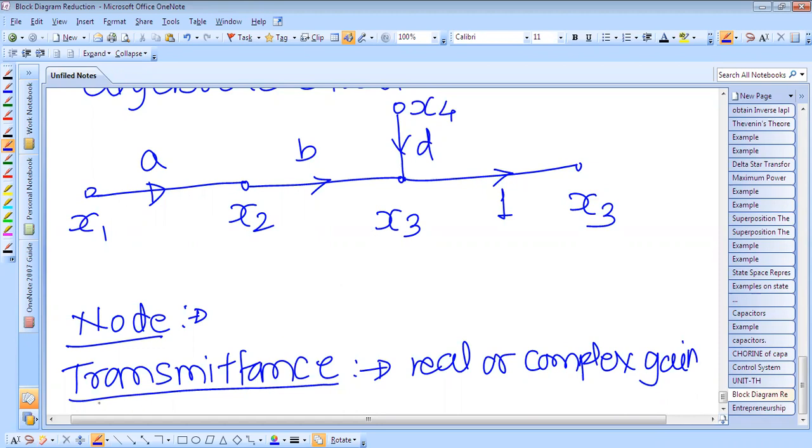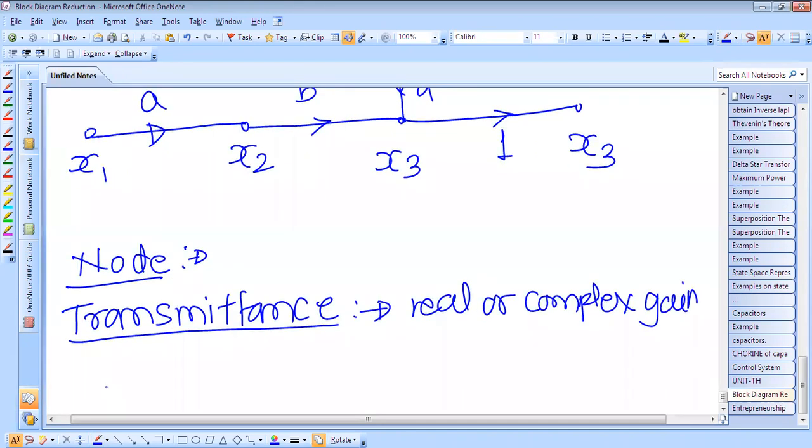Next is the branch. What is a branch? A branch is a directed line segment joining two nodes. This is the branch, and the gain of the branch is the transmittance. What is the gain of this branch? It is the transmittance, that is A. A is the gain of this branch from x1 to x2.